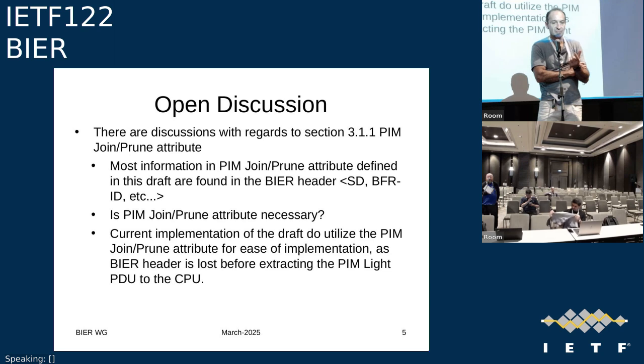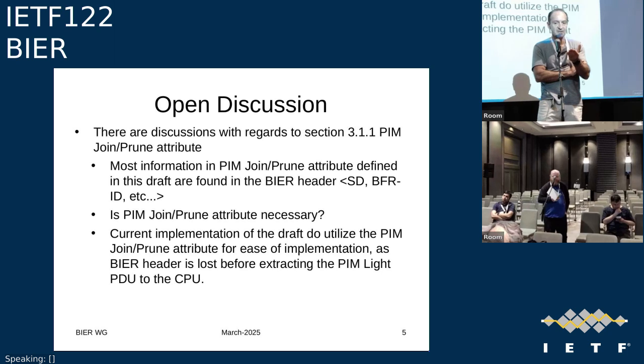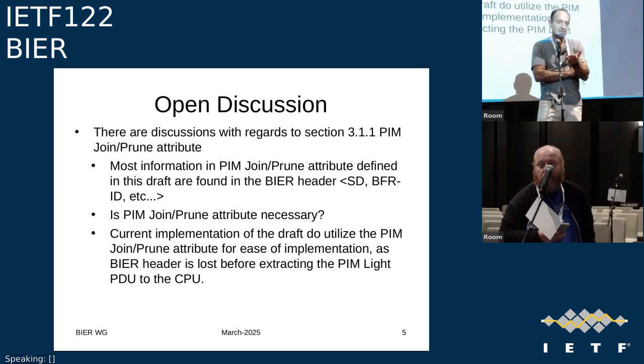So the question becomes, if you put it in the front, then you need to do a bunch of implementation up in the CPU saying that the first, whatever, 6 bytes or however many they are, are proprietary, which is the subdomain, BFR ID, etc. As of now, having this join prune attribute specific for BIER just makes it a cleaner implementation. That's the only feedback I can give.